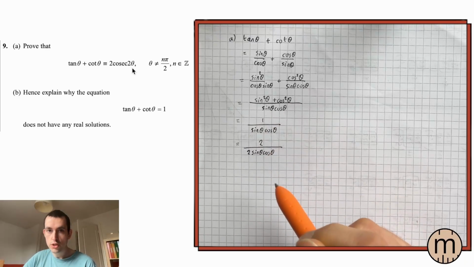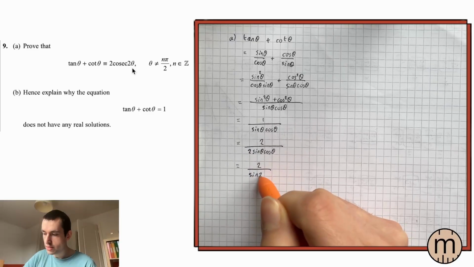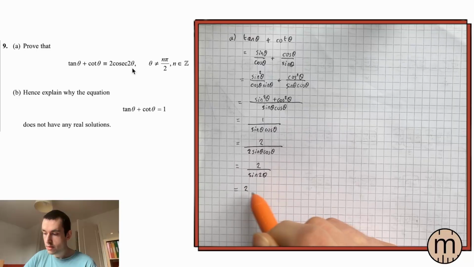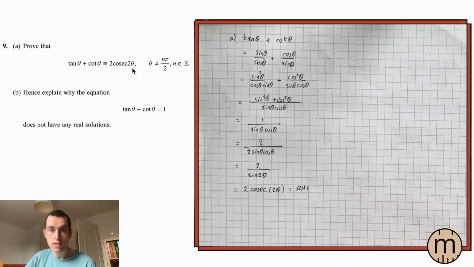The reason is 2 sine theta cos theta is sine 2 theta. Now there's only one more step. 1 divided by sine is cosec. This is equal to the right-hand side, which is exactly what we wanted.